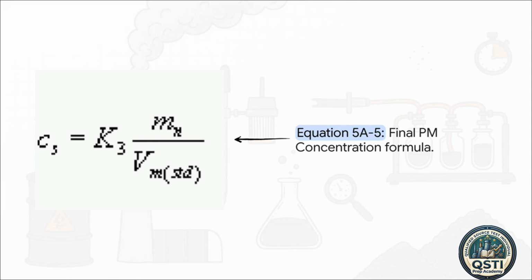And we've reached the finish line with equation 5A-5. Here, we calculate the total particulate matter concentration. You do this by taking your total PM weight, which is just the sum of the weights from your filter and your TCE wash, minus that allowable blank, and dividing it by your total dry gas volume collected during the test. This gives you the actual concentration of asphalt particulate matter entering the atmosphere, which is the final bottom line number regulators are looking for.